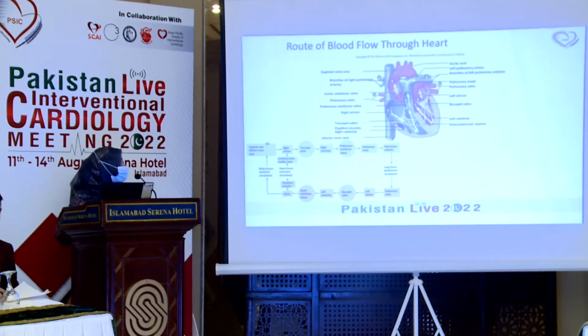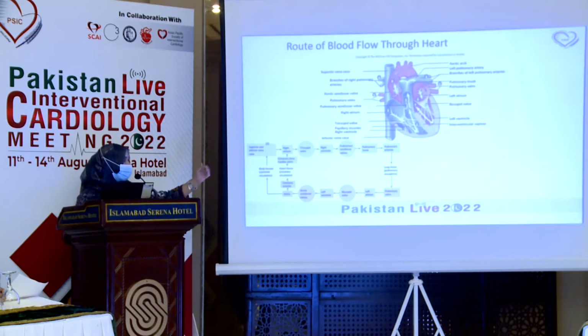In this diagram, we see that the superior vena cava and inferior vena cava take deoxygenated blood from the whole body, and this blood comes into the right atrium, where it crosses the tricuspid valve and comes into the right ventricle, where it crosses the pulmonary valve and comes into the pulmonary trunk.